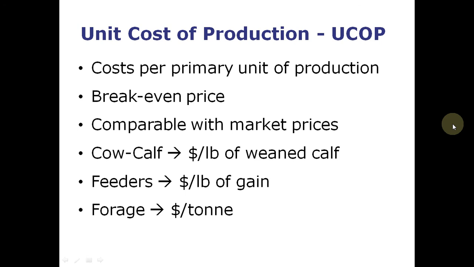By doing this calculation, you're essentially getting your break-even price, and that allows you to compare yourself with market prices that are posted. So if you know your unit cost of production for your cow-calf enterprise, you know the price that you need to sell your calves for. And if you know their average weaning weight, you can go to posted market prices for that weight class and see if you're going to be in a profit situation or a loss situation. When you're talking about feeders, you probably want to talk all the way down to dollars per pound of gain, so your cost of gain, and forages perhaps all the way to dollars per ton or dollars per pound.